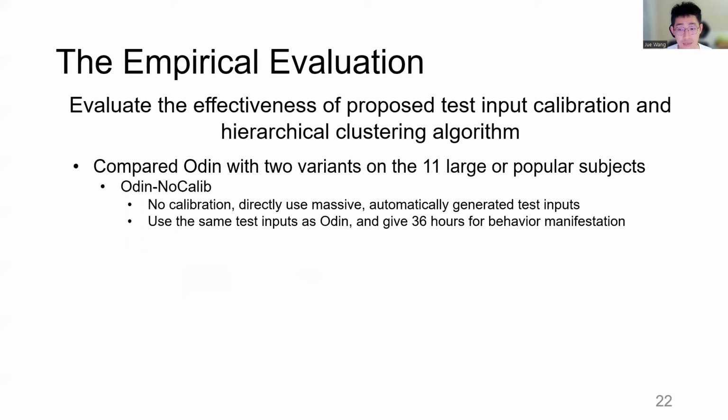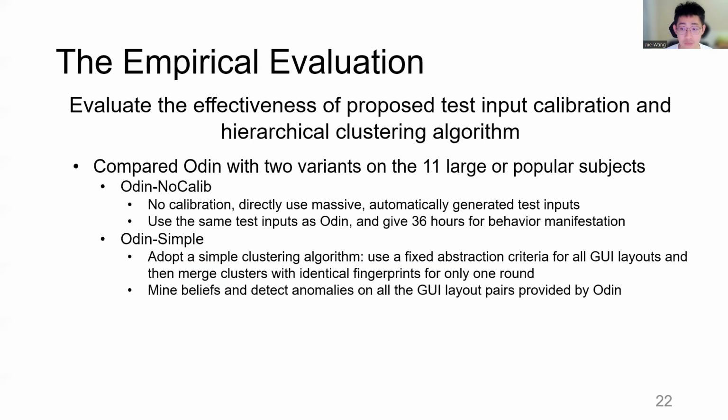Furthermore, to evaluate the effectiveness of our test input calibration and hierarchical clustering algorithm, we compared Odin with 2 of its variants on the 11 large or popular subjects. The first variant, OdinCalib, does not calibrate the massive automatically generated test inputs. We let it use the same inputs as Odin and directly go to behavior manifestation and anomaly detection. The second variant, OdinSimple, adopts a simple clustering algorithm. It uses a fixed abstraction criterion for all GUI layouts, which is commonly adopted by existing techniques, and then merges clusters with identical fingerprints for only one round.